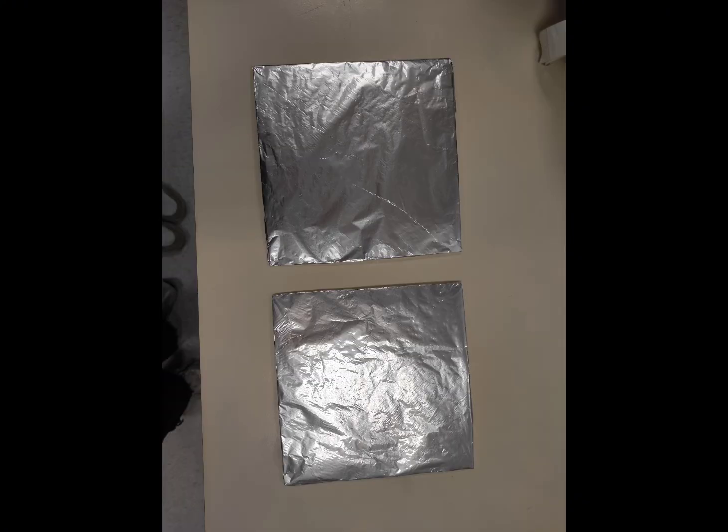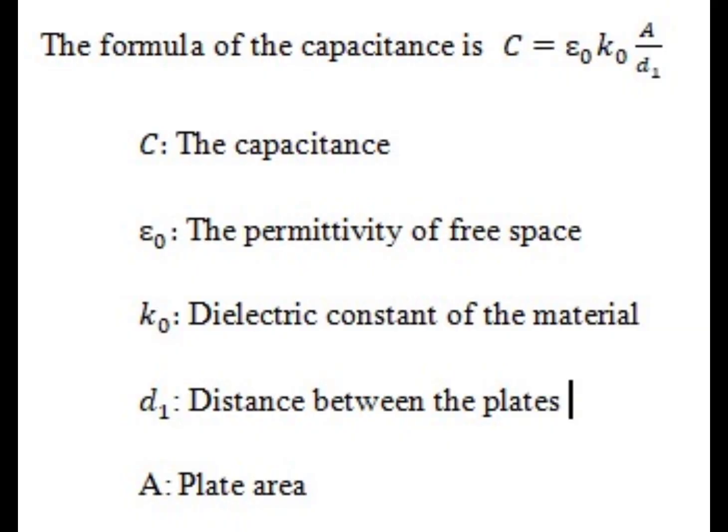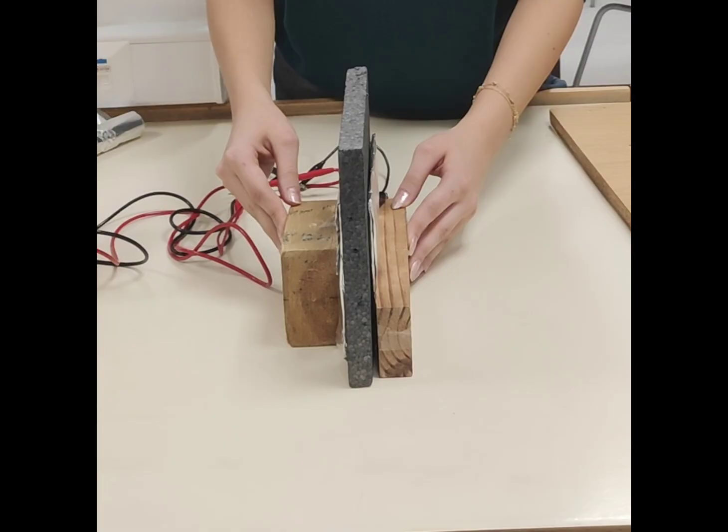First, I used 2 identical rectangular plates and covered each of them with aluminum foil to construct a capacitor. Then I measured the capacitance of the capacitor using a multimeter. This is the formula that I used to calculate the capacitance. As the first step, I put cellophane between the plates as a dielectric material without leaving any gap between the cellophane and the plates. Then I measured the capacitance of the capacitor.